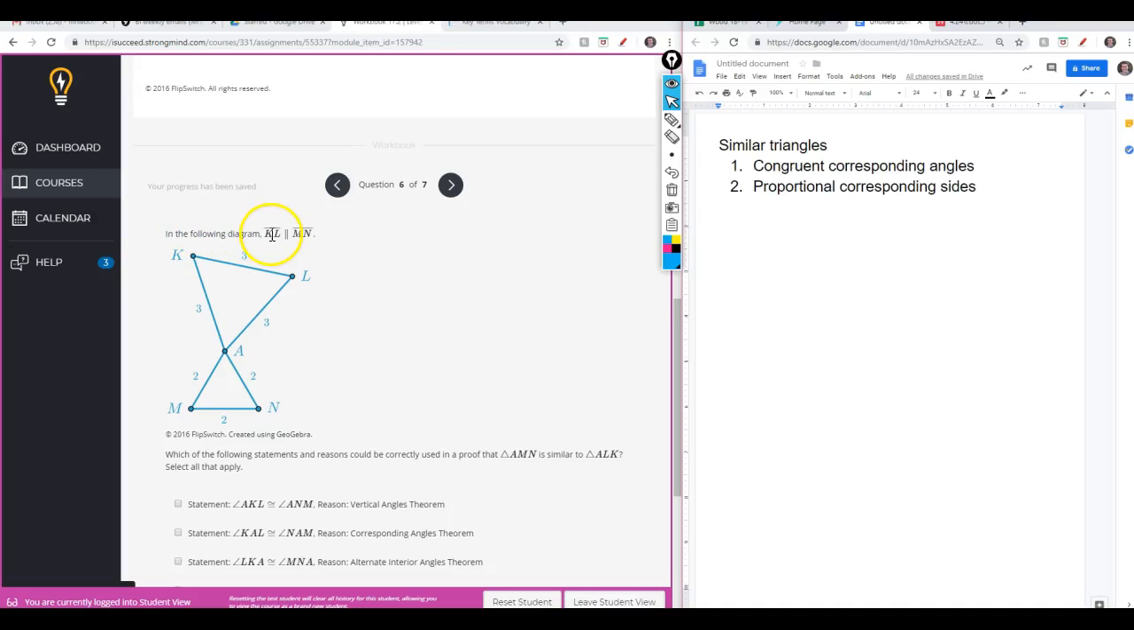Alright, in the following diagram, segment KL is parallel to segment MN. Which of the following statements and reasons could be correctly used in a proof that triangle AMN is similar to triangle ALK? Select all that apply.